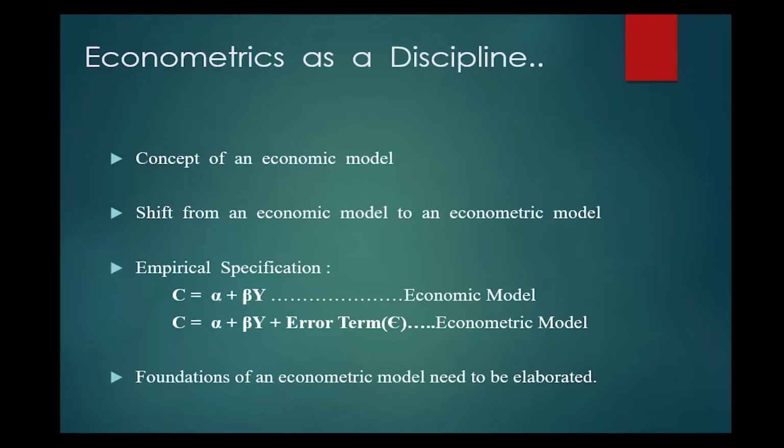For example, when we see consumption is a function of income, where C is for consumption and capital Y for income, it is basically an economic model. But when we move on to an econometric model, it implies the inclusion of the error term, which captures all the factors which affect the level of consumption other than the level of income. And that is the basic difference between the two.